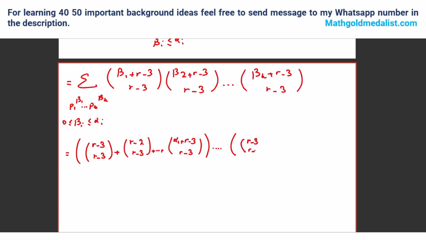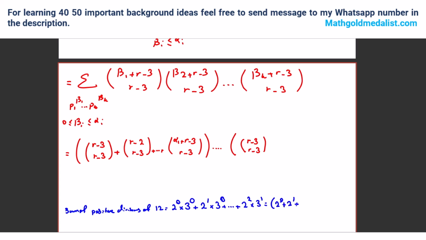Again, exactly like the sum of positive divisors. Look, when you want to find the sum of positive divisors of, for example, 12, it is what? It is, for example, 2^0 times 3^0 plus 2^1 times 3^0, or 3^1, plus the last one, 2 squared times 3^1. So do you agree you can say it's equal to (2^0 + 2^1 + 2^2) times (3^0 + 3^1)?